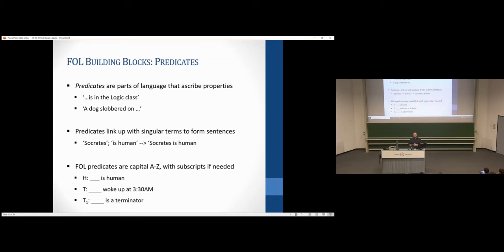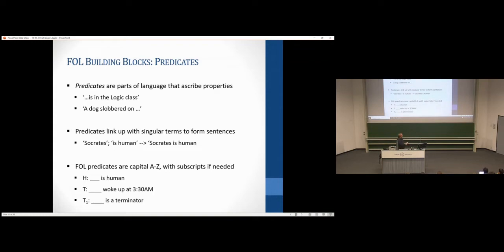If we want a full sentence, we need to have a term and a predicate. So we take Socrates and the predicate is human, we stick them together and we get a full sentence: Socrates is human. Or we might take Mira and woke up at 3:30 and stick them together to get Mira woke up at 3:30.